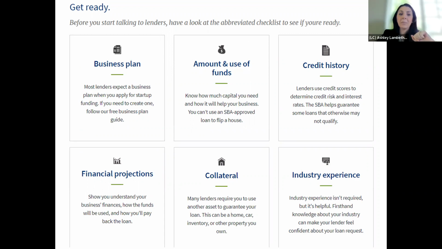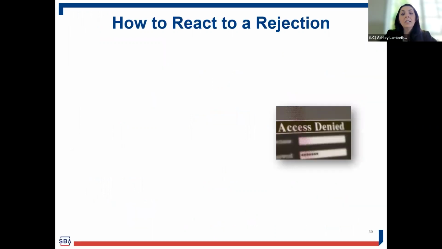You want to know exactly how much capital you need and what you're going to use it for. Make sure that you check your credit history, make sure that it's accurate. You want to fight any things that are not accurate to clean up that credit report before seeking any lending. Have your financial projections set out and solid and realistic and consistent. Think of any collateral you may be able to put up. And then really think about and list out your industry experience, your management experience, education, skills, those sort of things to make that come across really strong.